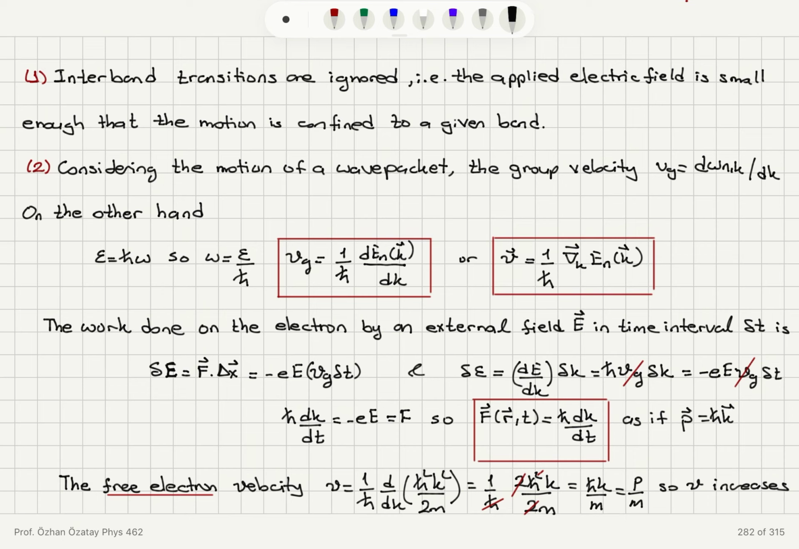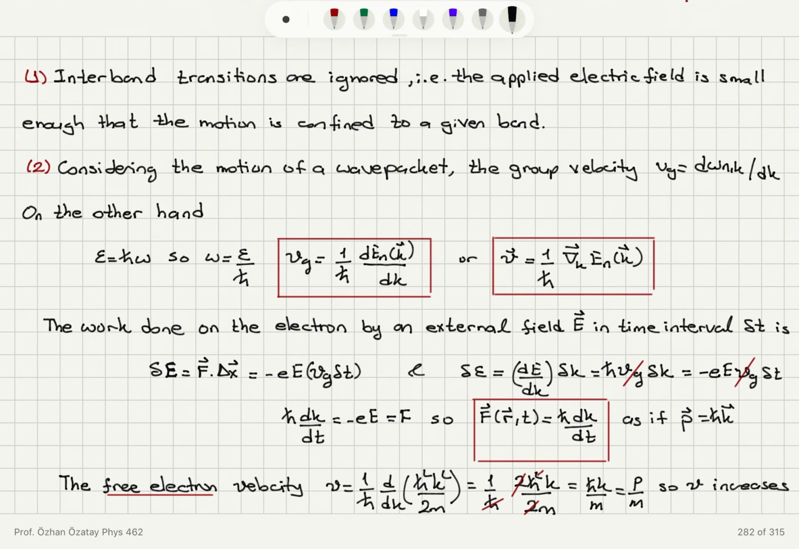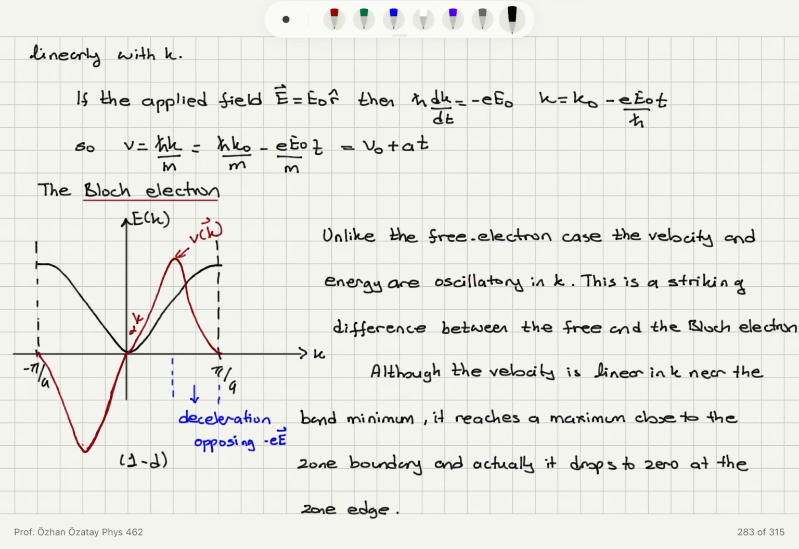The derivative will give us 2k, so it will be 2ħ²k over ħ²2m. ħ will cancel one of the ħ's in the numerator, so we will have the 2's cancelling, and we find that the free electron velocity is ħk over m, which is its momentum divided by m. So we find that in the case of the free electron, the group velocity increases linearly with the wave vector k.